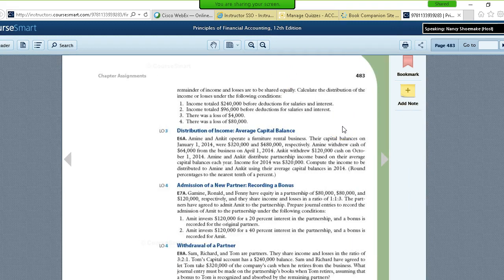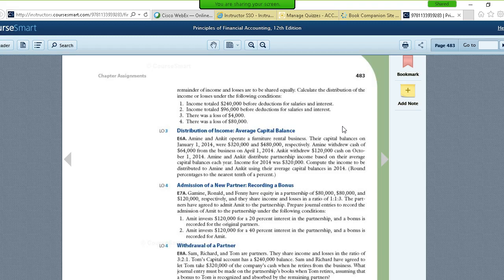Gamine, Ronald, and Fenny have equity in a partnership of 80,000, 80,000, and 120,000 respectively, and they share income and losses at a ratio of 1 to 1 to 3. The partners have agreed to admit AMIT to the partnership. Prepare journal entries to record the admission of AMIT under the following conditions. So right now we've got 80,000, 80,000, and 120,000 as the capital balances. AMIT in number 1 invests 120,000 for a 20% interest in the partnership, and a bonus is recorded to the original partners.